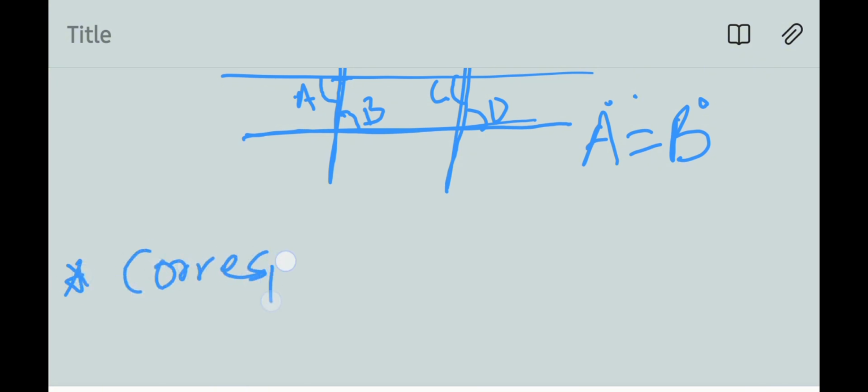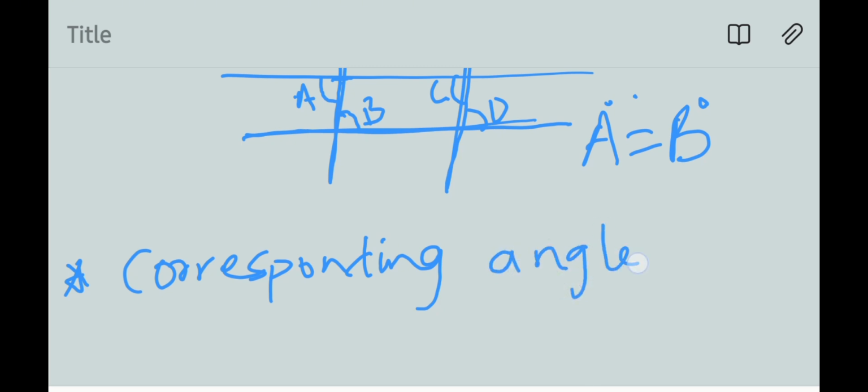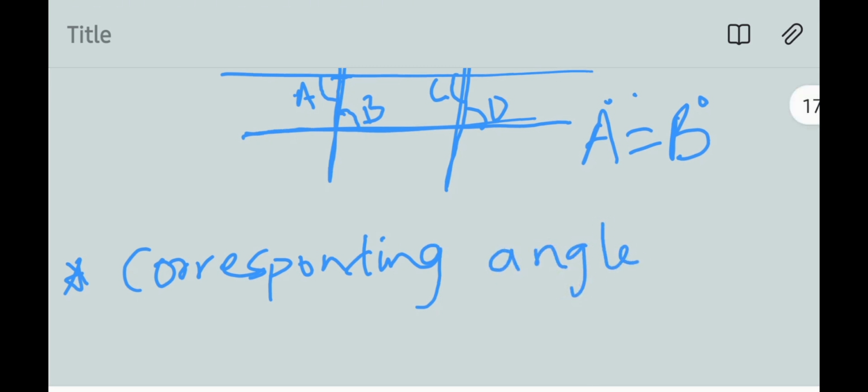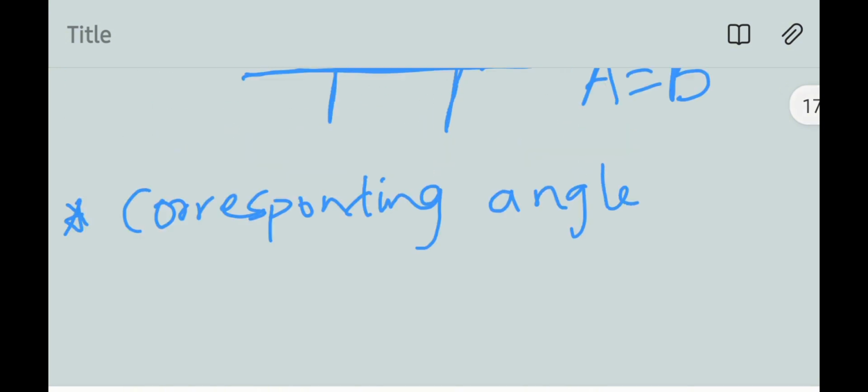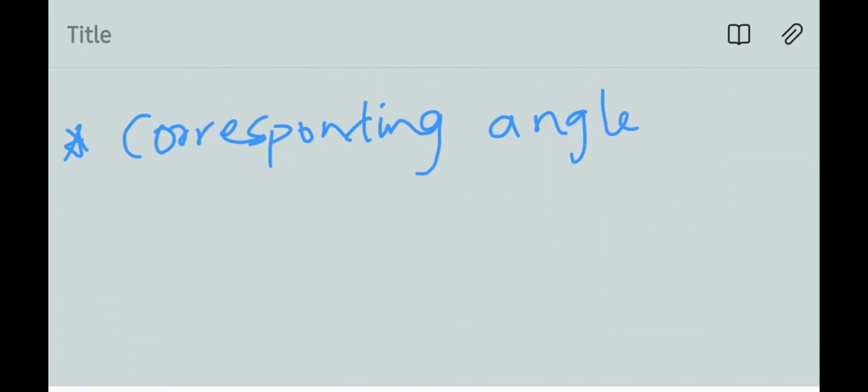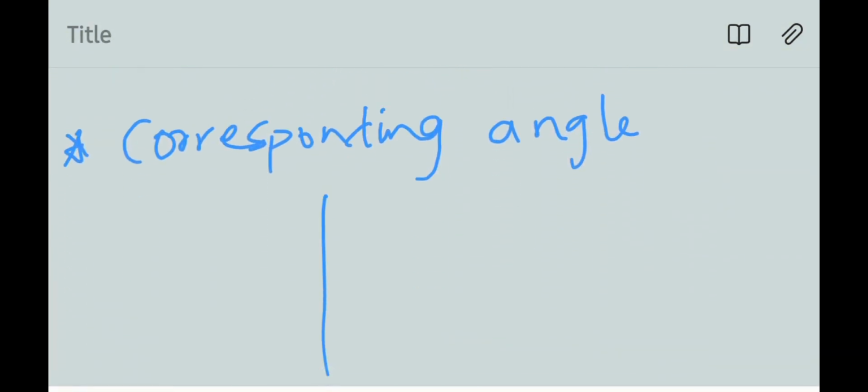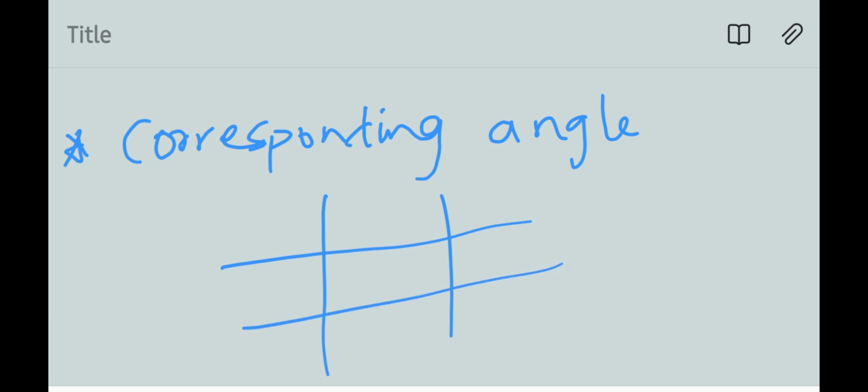So going forward, let's talk about the next angle, which is corresponding angle. It is similar to alternate angle, but there is some difference. By the way, corresponding angles are also equal. If two angles are said to be corresponding, it means that they have the same numerical value. So I'll use the same shape that I drew earlier. If you want to know a corresponding angle, it's going to be something like this. This is A and this is B. We can say that A and B are corresponding. In other words, they have the same value.